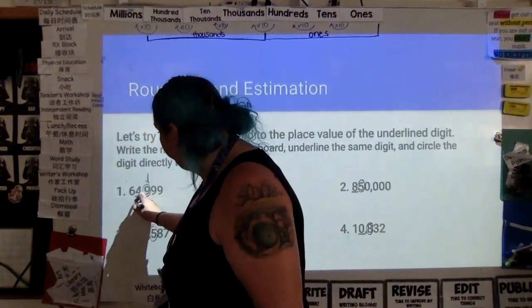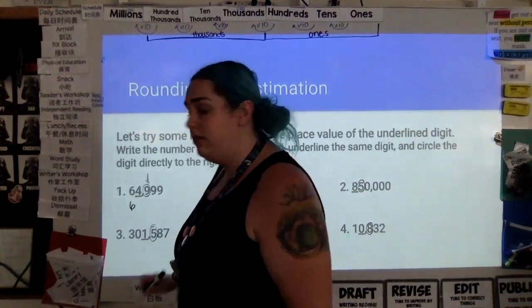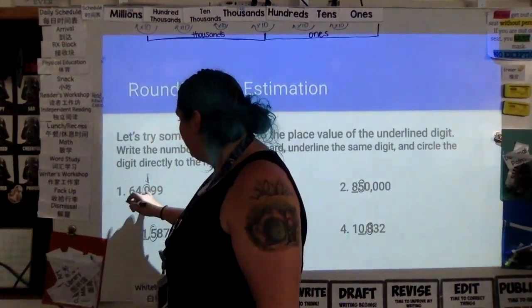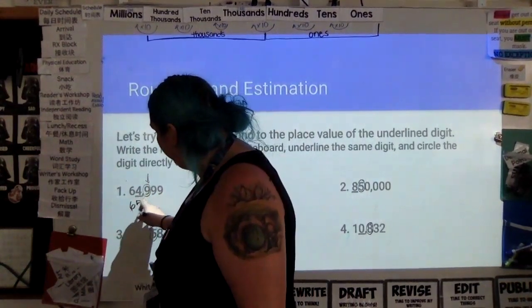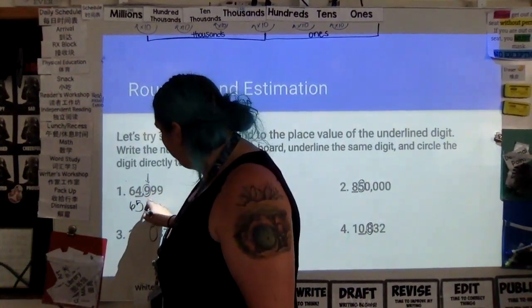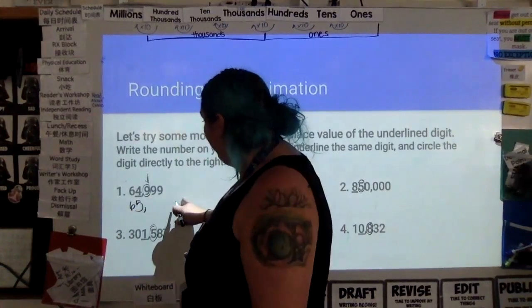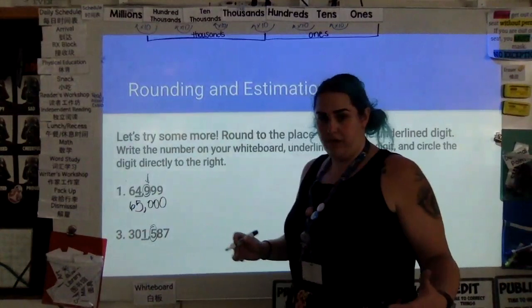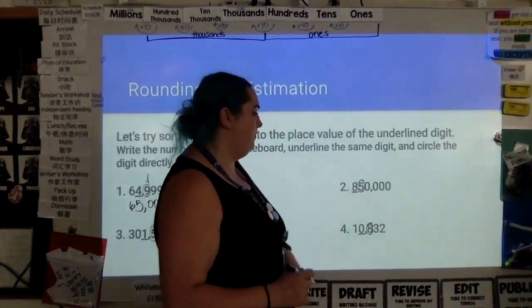So the 6 stays the same because it is to the left of the number we're rounding to. The 4, because this is greater than 5, is going to become 5. We've got our comma. Everything to the right becomes a 0. Okay? That should make sense so far. So good. Here we go.